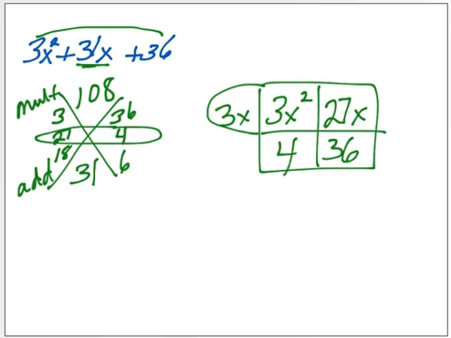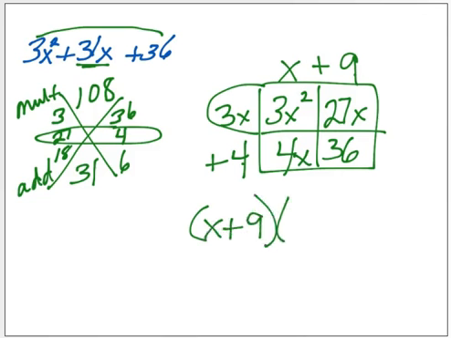Well, something times 3x is 3x squared. Something times 3x is 27x. That has to be a 9. Something times x is 4x, so that must be 4. If I did it right, 9 times 4 is 36. So my factors are x plus 9, 3x plus 4, and we don't have a greatest common factor this time.